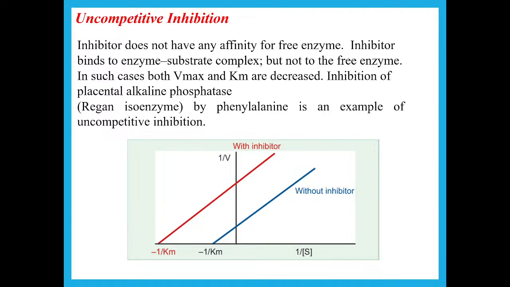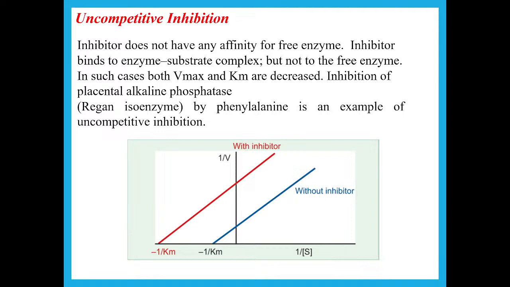An example is inhibition of placental alkaline phosphatase, ALP, which is also called the Regan isoenzyme, by phenylalanine, an example of uncompetitive inhibition. Alkaline phosphatase has different forms, it is an isoenzyme. One of them, the Regan isoenzyme, is inhibited by phenylalanine. You know phenylalanine already, it was taken in the amino acid class, it comes under the aromatic amino acid category, and it is an example of uncompetitive inhibition.